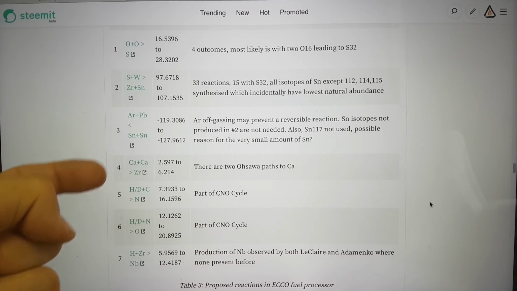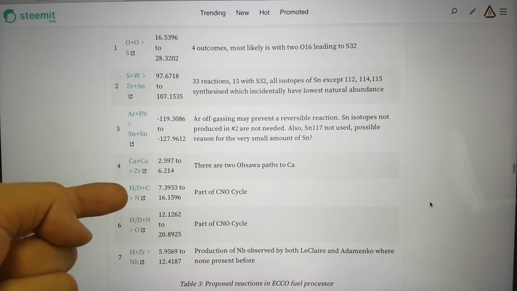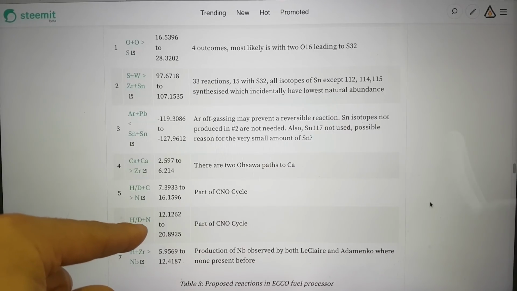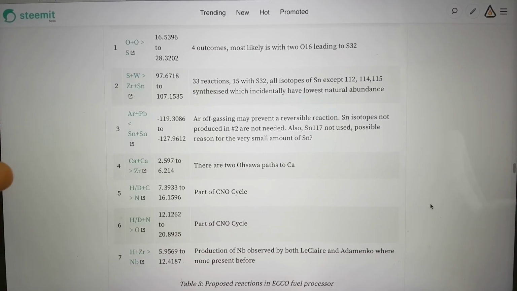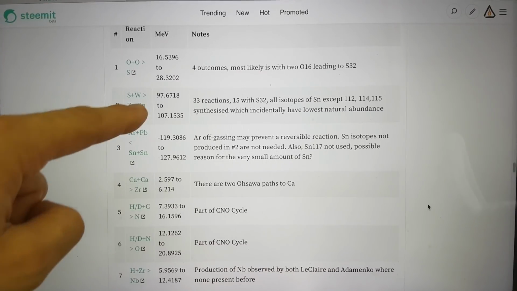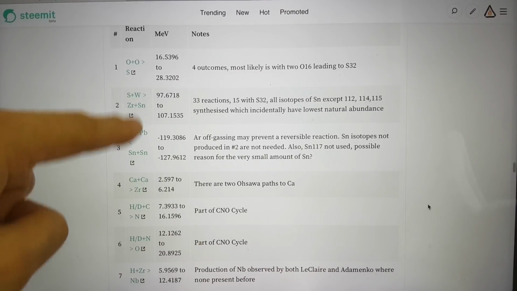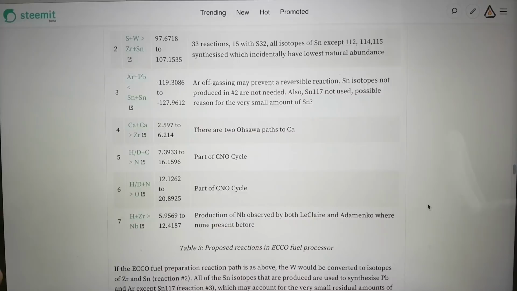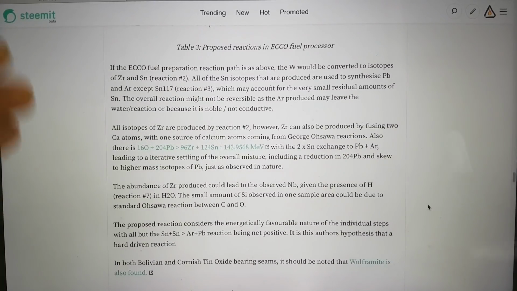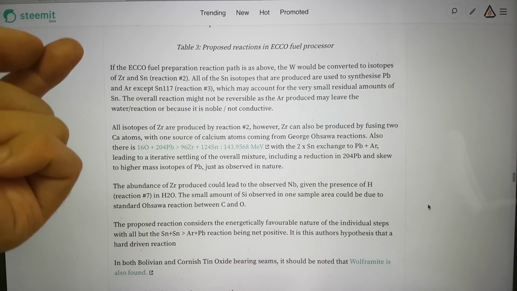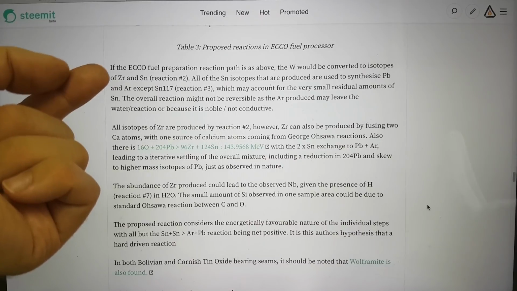However, if you actually take hydrogen or deuterons plus carbon, you go to nitrogen, and hydrogen and deuteron plus nitrogen goes to oxygen. So you can end up breeding more oxygen for various reactions. So what I'm suggesting here is these kind of reaction pathways can explain the presence of the zirconium, the tin, the lead, and the niobium. So, in summary of this, if the eco-fuel preparation reaction path is as above, the W would be converted to isotopes of zirconium and tin, reaction 2.